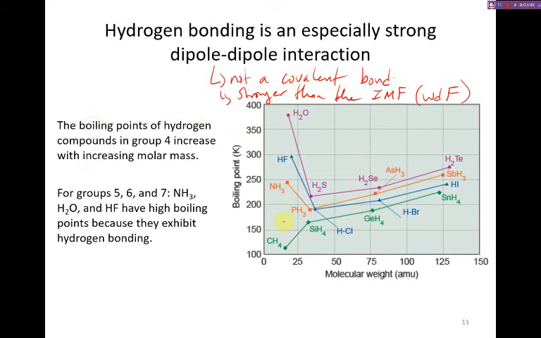So if we compare the boiling points of hydrogen compounds in group 4, it's this group here on the bottom. We see that as the molar mass increases, so does the boiling point. However, groups 5, 6, and 7 have an anomaly. These molecules have much higher boiling points despite their lower molar masses, and that's due to hydrogen bonding.